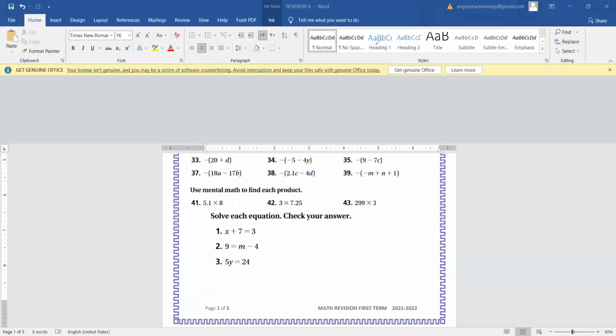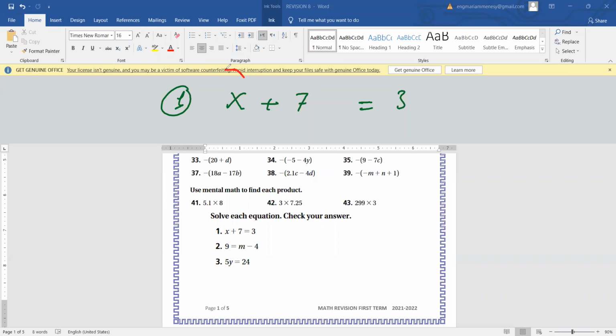Miss, how can I solve the equation? Okay, what does solve the equation mean? Solve the equation means find the value of the variable. If I solve number 1, x plus 7 equals 3. It's very, very easy. How can I solve it?